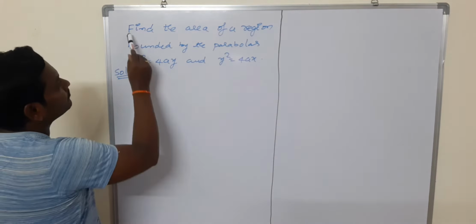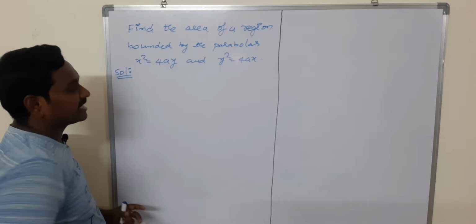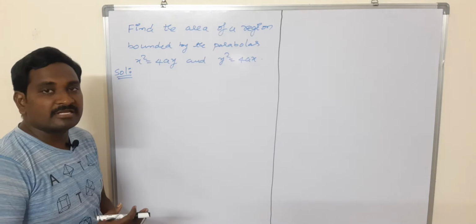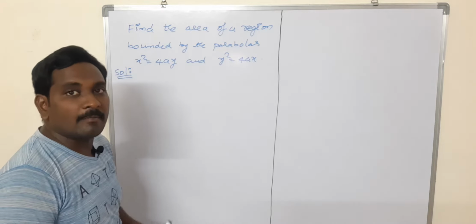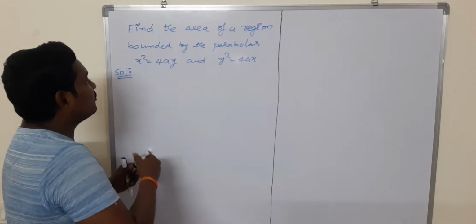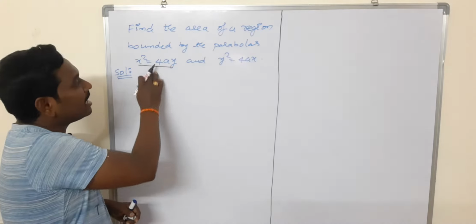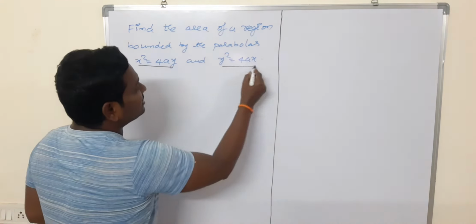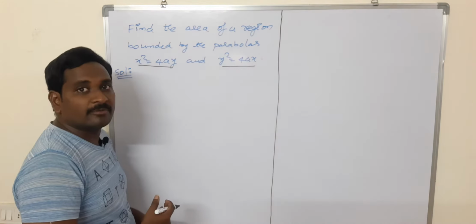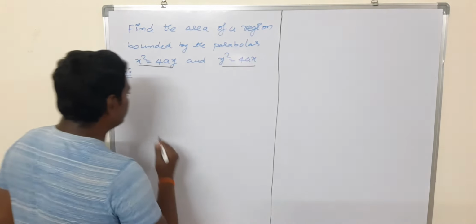Find the area of the region bounded by the parabolas x square is equal to 4ay and y square is equal to 4ax. In this problem, our region is bounded by two parabolas. One is x square is equal to 4ay. Everybody knows that this is an upward parabola, and y square is equal to 4ax is the standard form of the parabola, which is known as the right-handed parabola.